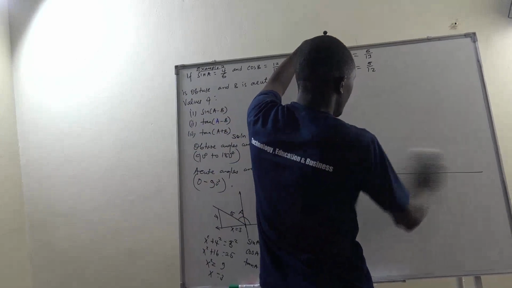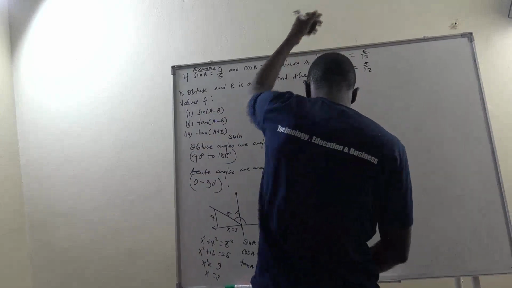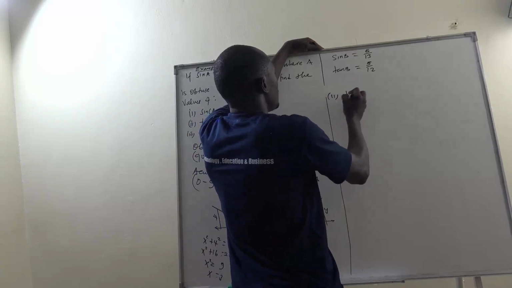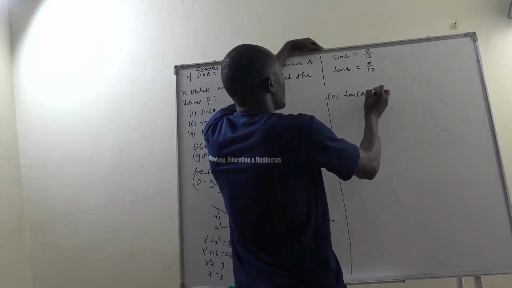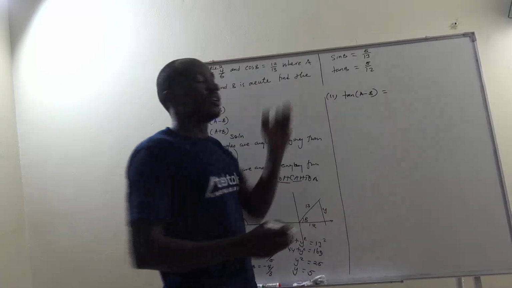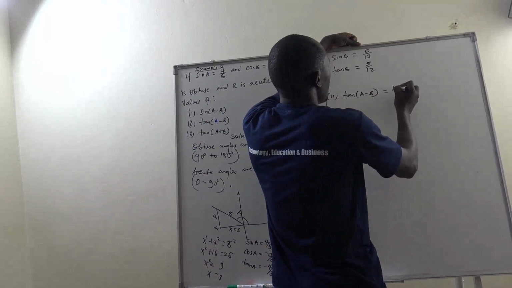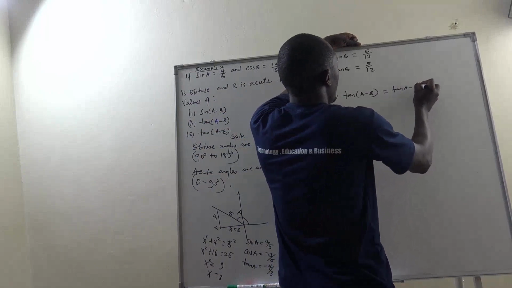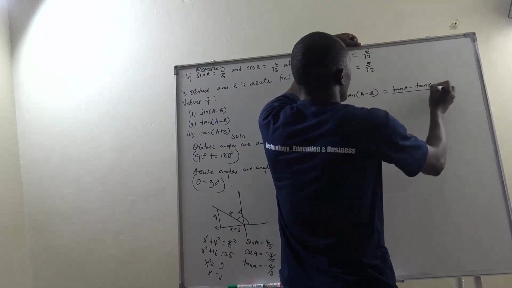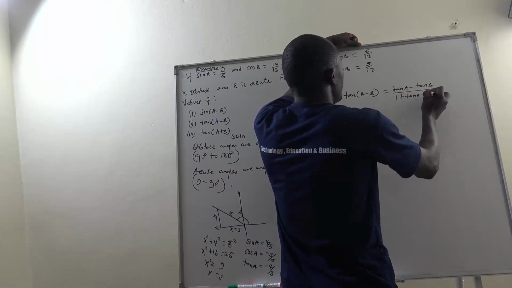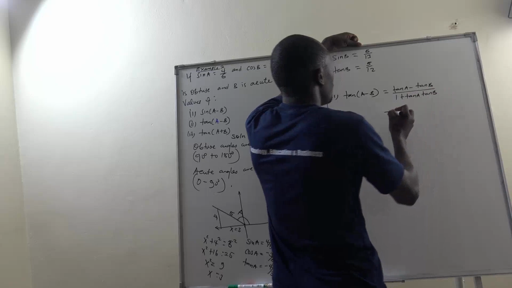Tan into A minus B. These are tangents, but being compound. Roman 2 is saying tan into A minus B. So with tan, we have already seen its expression. You open it. This is the same as tan A minus tan B all over 1 plus tan A tan B. So what is the tan of A?